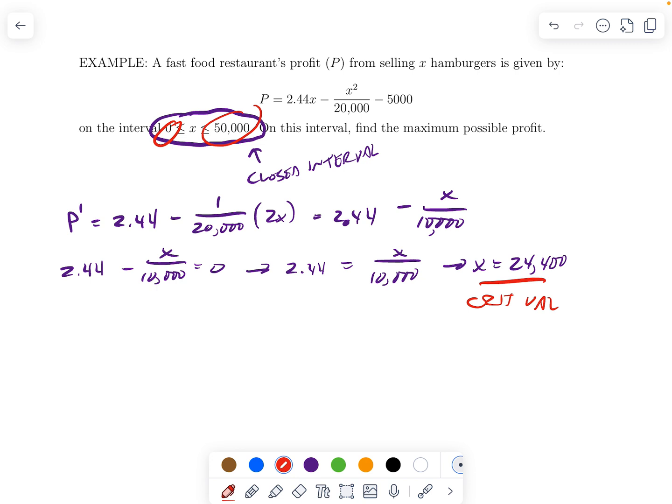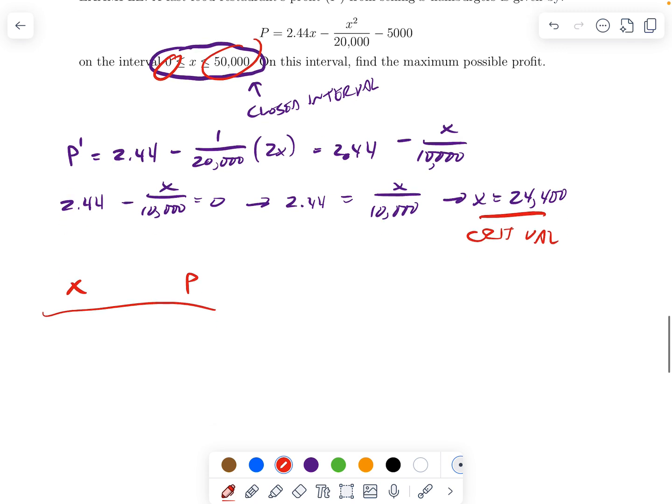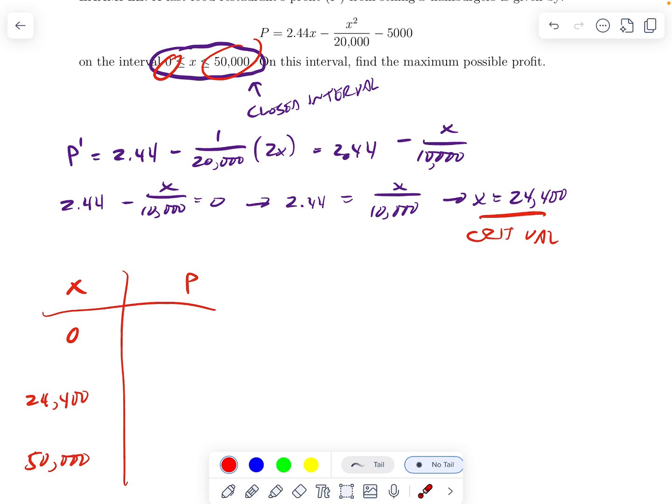So we can just make a table. Here's x, here's p. The only possibility for where this maximum occurs would be at an endpoint or at a critical value. So we'll just plug these in. If I plug in 0, I get 0, 0, and minus 5,000. Right? So they're losing money. They're not even selling anything, so it makes sense that they are losing money.